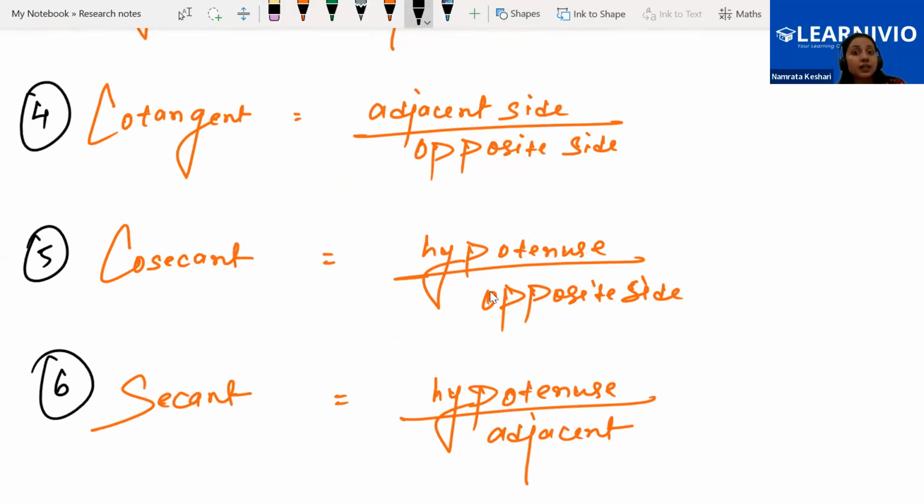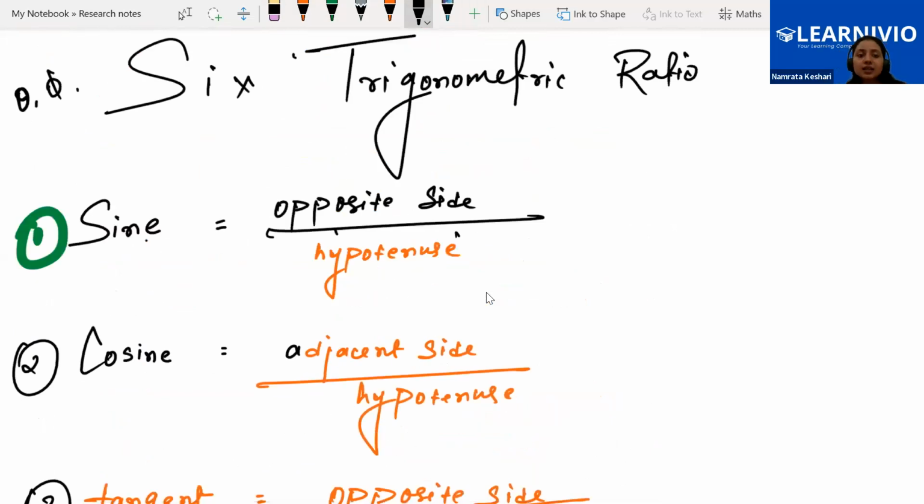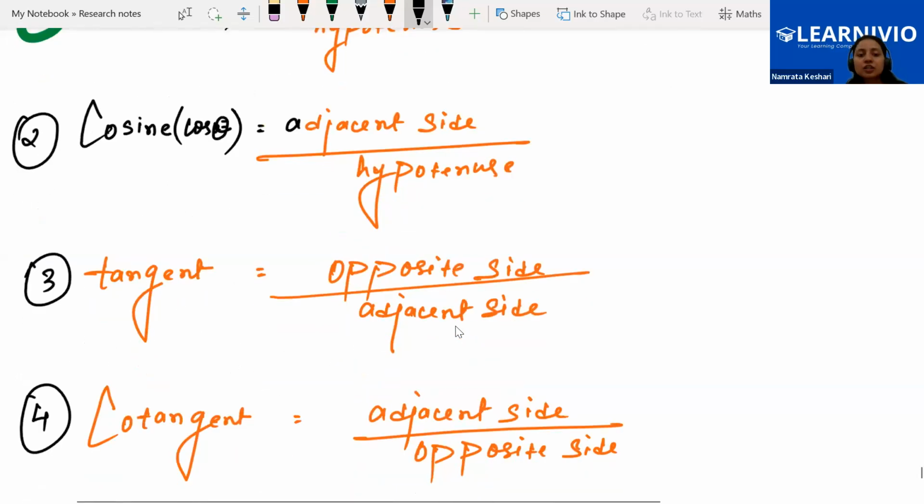Names are weird, yes. For the very first time you are seeing such names. This name, in shorter form, we will be writing sine as just sin theta. This cosine we will be writing as cos theta. Tangent we will be writing in shorter form as tan of the given angle. Angle can be theta, can be phi, can be A, B, C, D, anything.